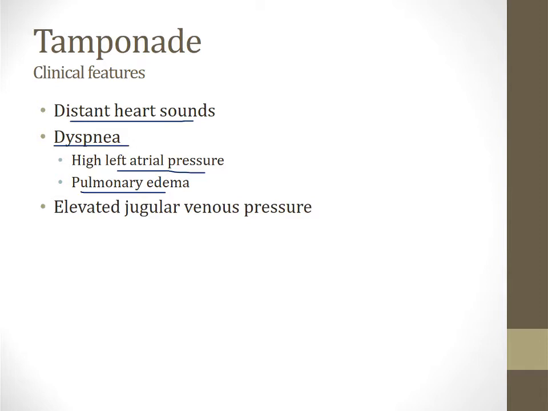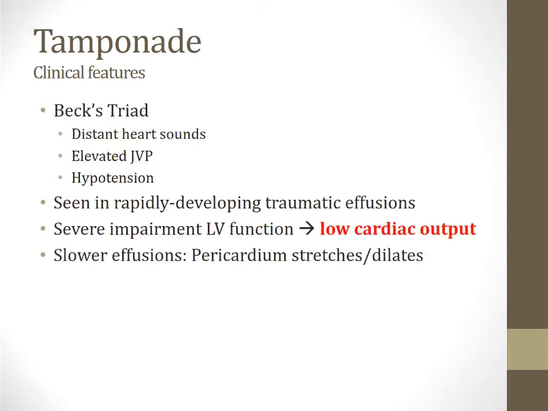And then finally, the jugular venous pressure may also be elevated when you examine the neck. That's because the right atrium cannot fill normally, and the pressure in the right atrium is also becoming elevated. Beck's triad is a collection of three clinical findings that can be seen in tamponade. Those three findings are distant heart sounds, elevated jugular venous pressure, and hypotension.